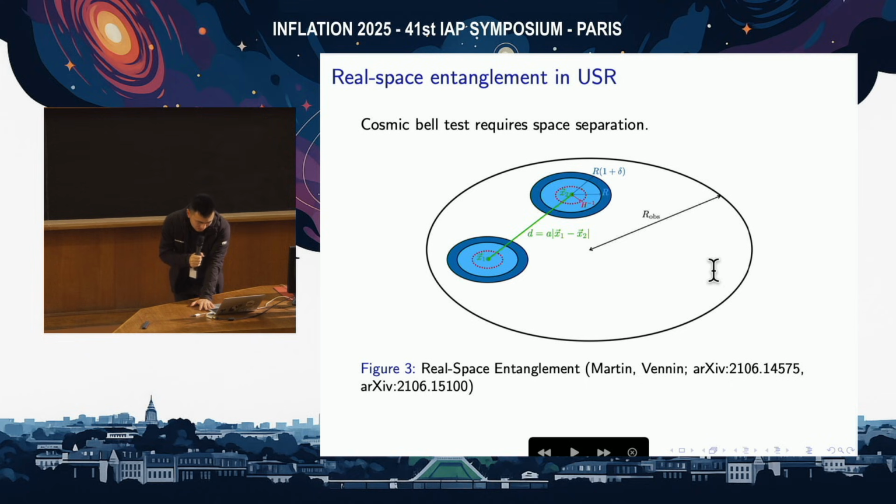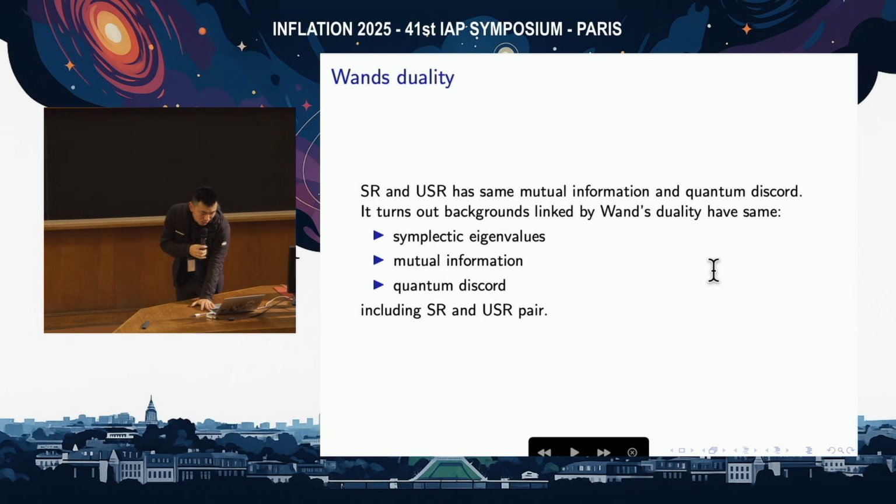Next, we come to the real space entanglement proposed by Martin and Vennin, and we discuss the entanglement structure in ultra-slow inflation. It turns out that slow-roll and ultra-slow have the same mutual information, quantum discord and entanglement structure because they are linked by a duality. And we proved that every background linked by this duality has the same entanglement structure.